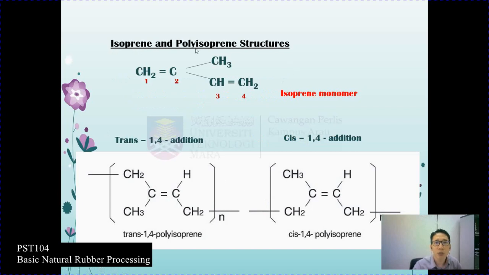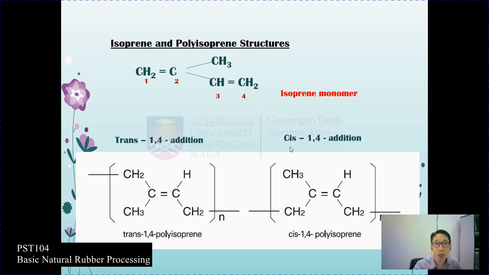This is the structure of isoprene and polyisoprene. So the isoprene monomer consists of 4 carbons. The first carbon has a CH2, 2 hydrogens, with a double bond to carbon, and having a branching of CH3, and then CH with a double bond to CH2. With this isoprene monomer, they will convert into 2 types of polymer. The structure will be trans-1,4 addition or cis-1,4 addition.